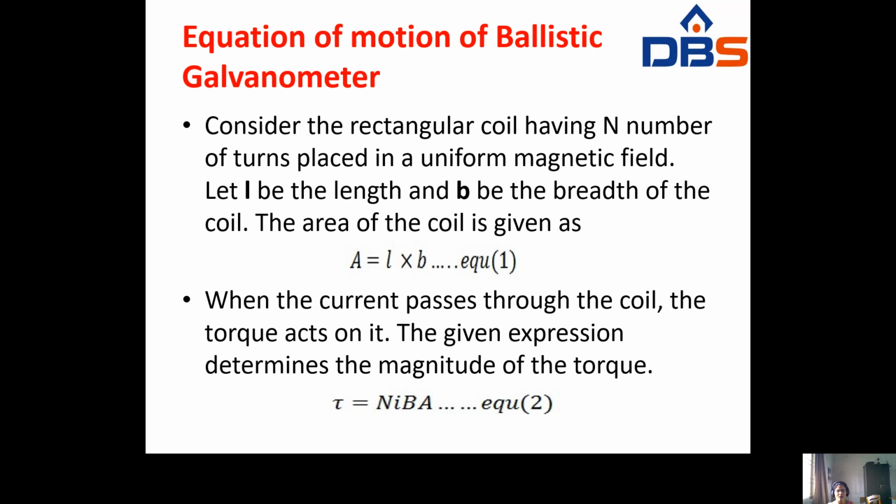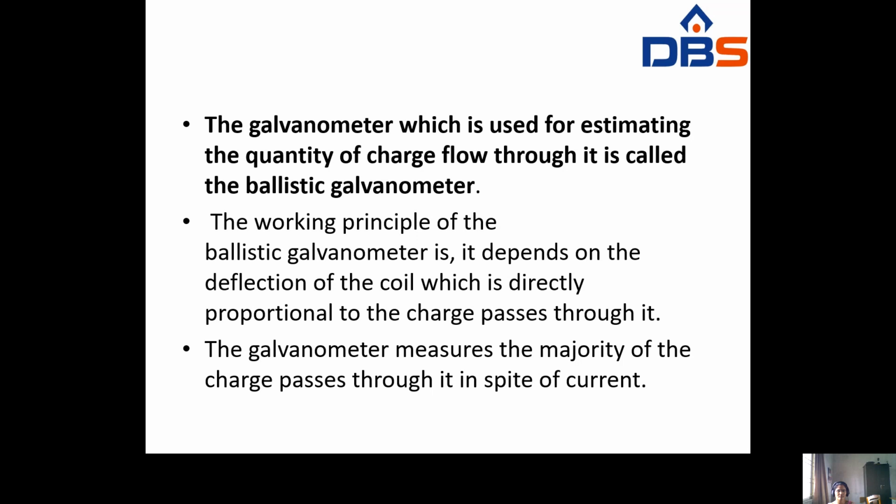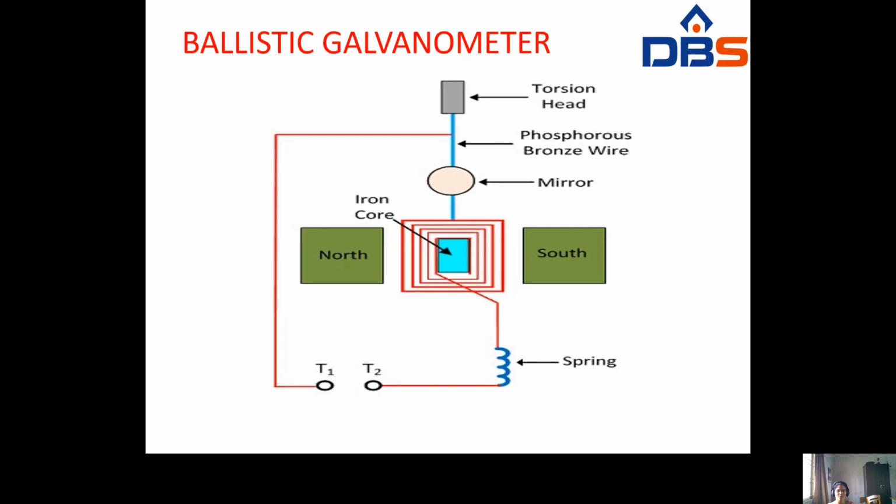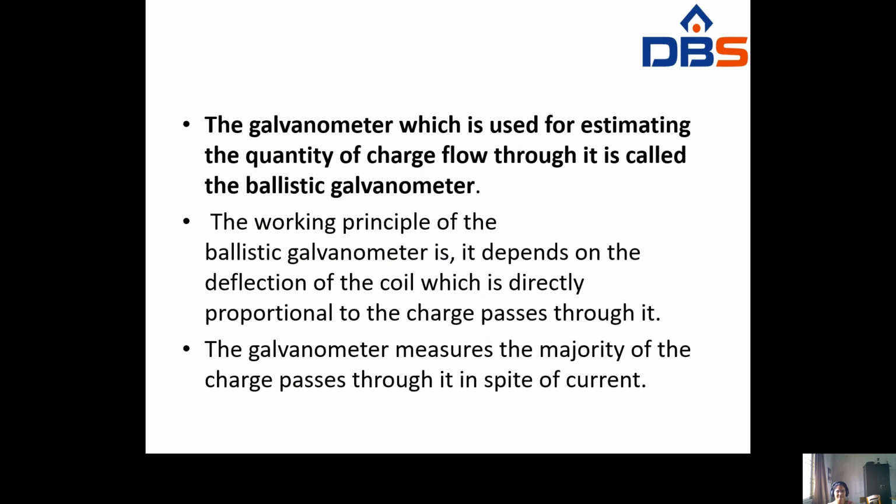Consider a rectangular coil having N number of turns placed in a uniform magnetic field. Let L be the length and B be the breadth of the coil. Here you have a coil consisting of N number of turns. This iron core coil has N number of turns, with length L and breadth B.